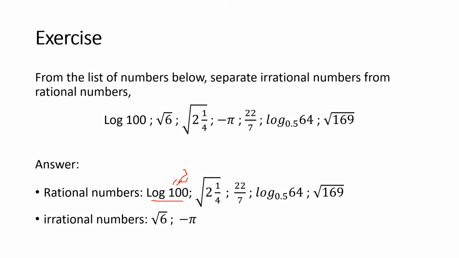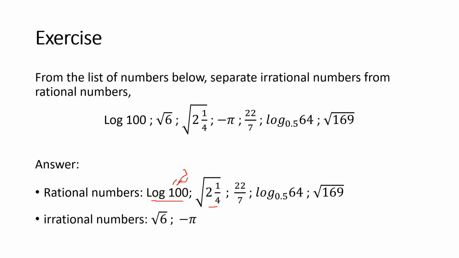Right? Number 2, the square root of 2 and a quarter. We can simplify this. If we express this one as an improper fraction, 4 times 2 is 8, plus 1, 9. 9 over 4. The square root of 9 over 4 is 3 over 2. And 3 over 2 is a rational number because 3 and 2 are both integers.